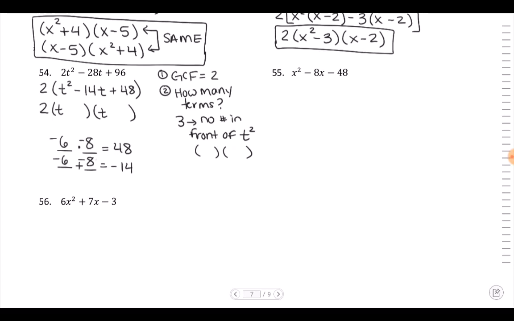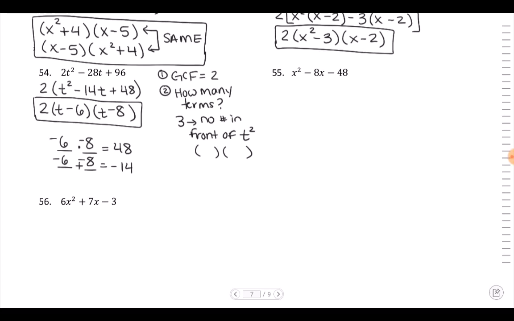Does that work? It sure does. So negative 6 goes here, negative 8 goes here, and that's it. Now we're done. So it's a lot easier when that number in front of t squared is a 1. When I say no number in front of t squared, it's just a 1.